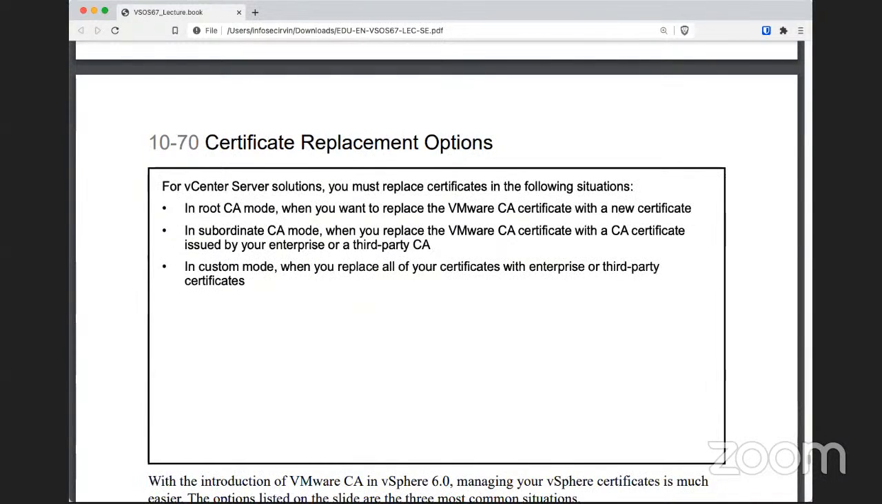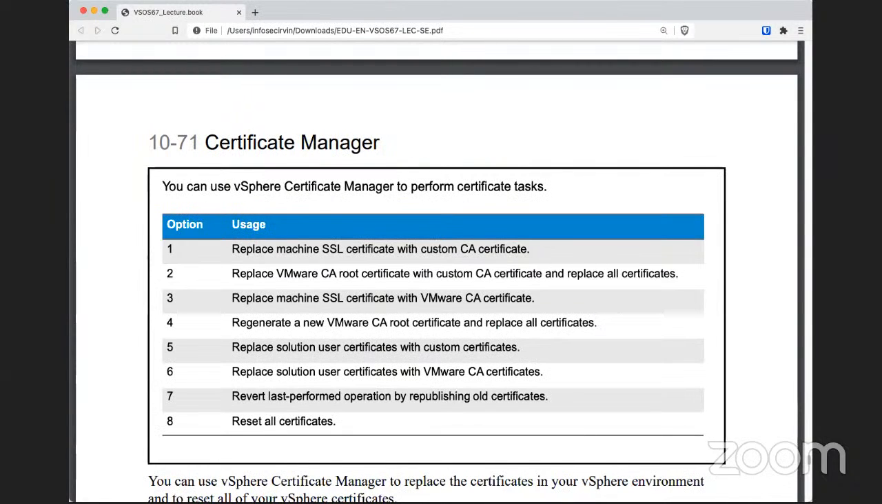For vCenter servers, you should replace the certificates in the following situations: when you want to replace the root, when you switch to subordinate, or when you're replacing all the certs with enterprise or third-party certs. There is a certificate manager that will help you do these things. And you have a number of options with it.